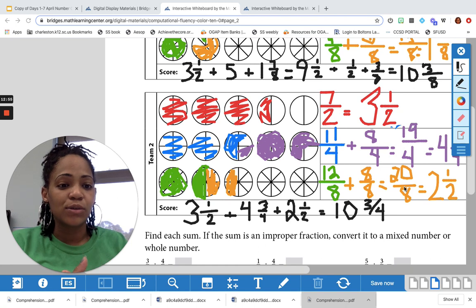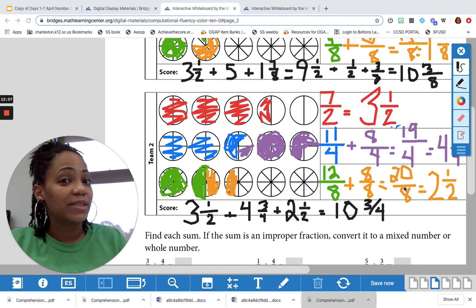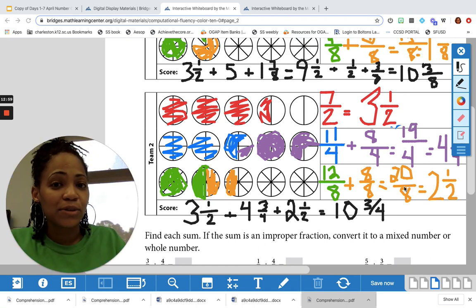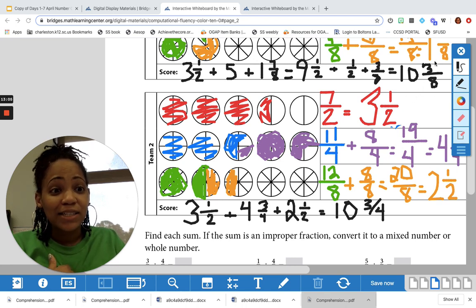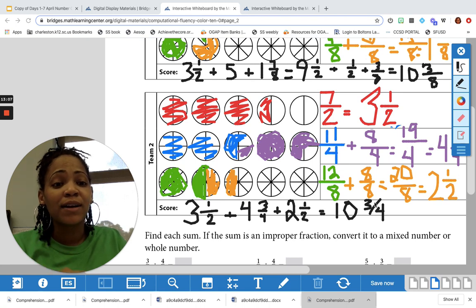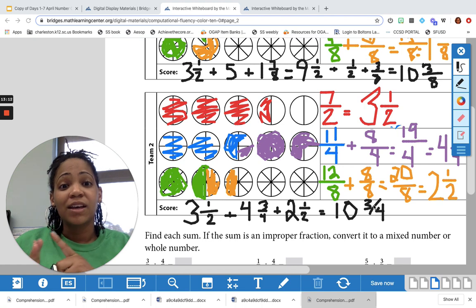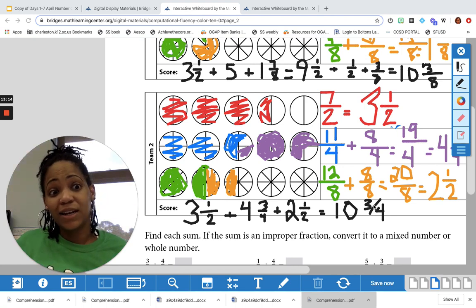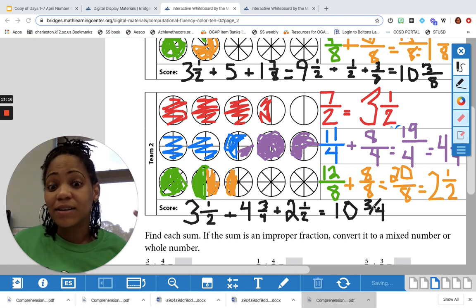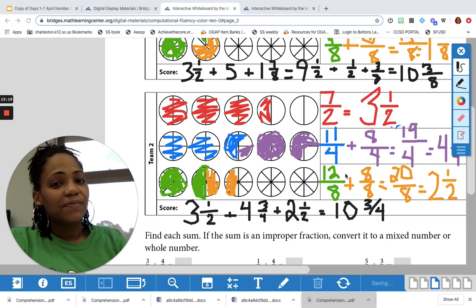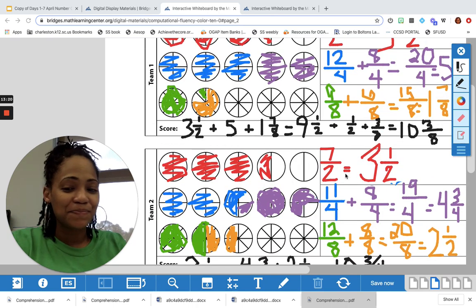So who was closer? Was I closer to 10, or were you guys closer to 10? Based on these numbers, I'm closer to 10 because 3/8 is smaller than 3/4, which means it's a shorter distance from 10. If I go 3/4, that means I'm actually getting really close to 11, my next whole. So, Ms. Trammell won again.